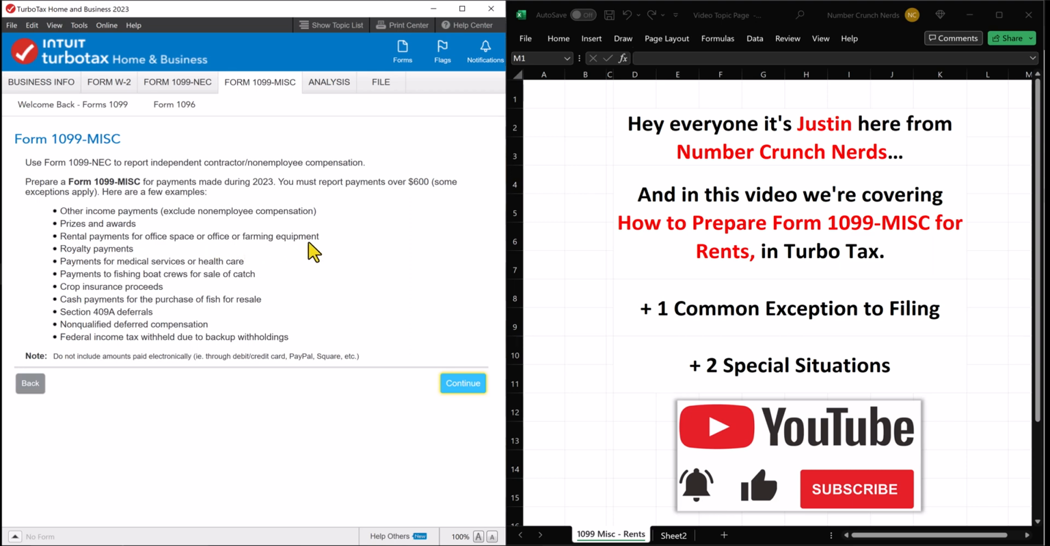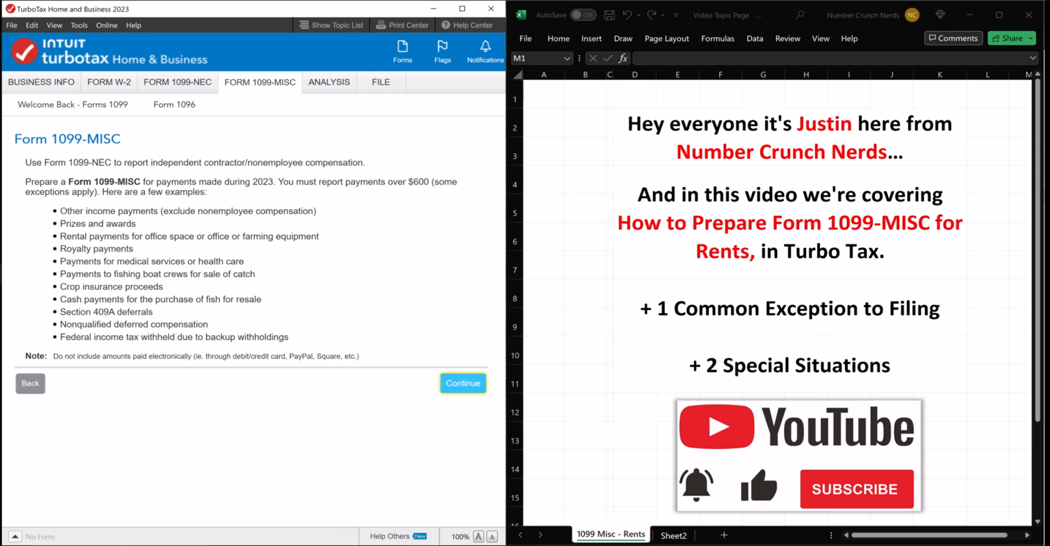So let's say we're renting an office space. We're renting any kind of equipment. It doesn't have to be farming equipment. We need to file this form. But I want you to note down here that it says do not include amounts paid electronically, i.e. through debit or credit card, PayPal, Square, or Venmo, or Zelle, or any of those third-party payment processors. And I want to show you why before we continue.